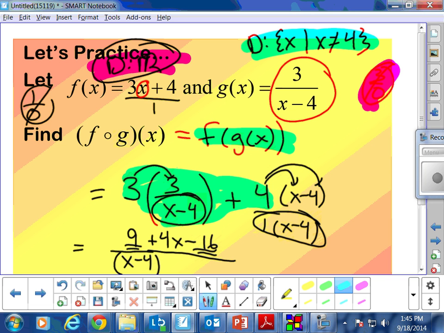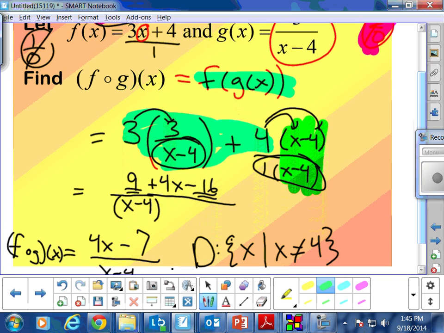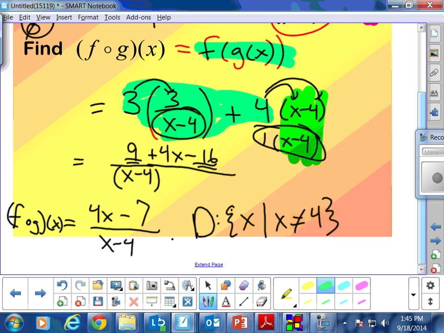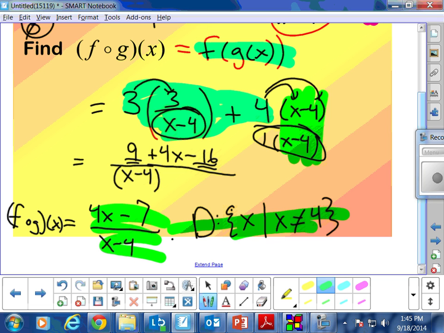And then from there I had to get a common denominator. To do that, I did this part that I'm highlighting in green. I distributed, and from the distribution I ended up getting something where I could now get a common denominator. And then I wrote down a simplified version, which is (4x minus 7) over (x minus 4). My domain, this being my answer, ended up still being x not equal to 4, which was in my new equation and one of my previous equations, so that was pretty easy to do.